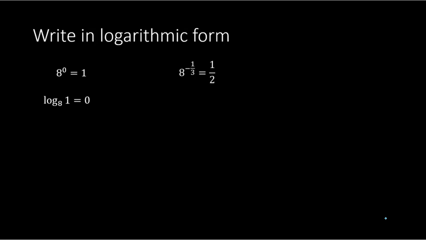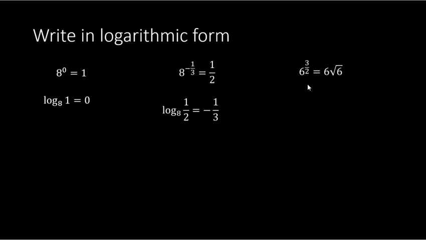Here is another one. We have 8 to the negative 1/3 power equals 1/2. To write in logarithmic form, we would take log, and then 8 is the base, so put 8 down here as the base of the logarithm. And a log equals the exponent, so it's equal to the negative 1/3, and then the 1/2 goes right here. So we have log base 8 of 1/2 equals negative 1/3.